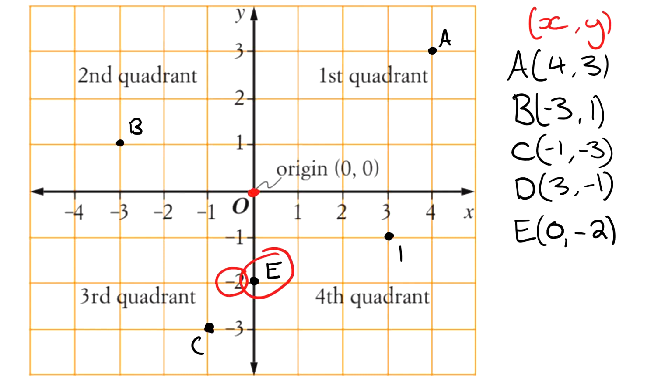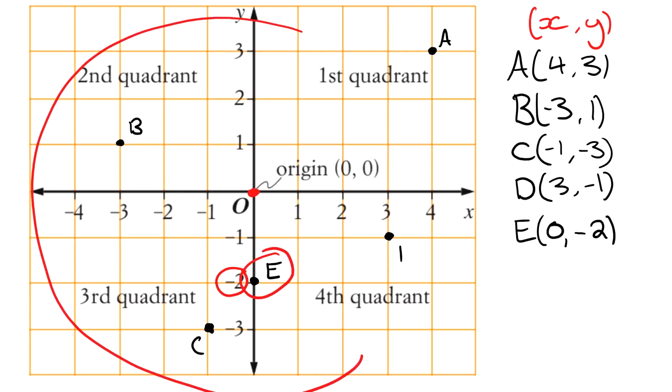And in terms of your quadrants, remember it's anti-clockwise, so we're going around this way when we're doing our naming. So 1 is up here, positive, positive. 2 is up here, negative, positive. 3 is down here, negative, negative. And 4 is over here, positive, negative.